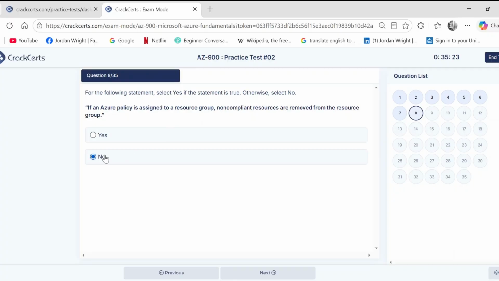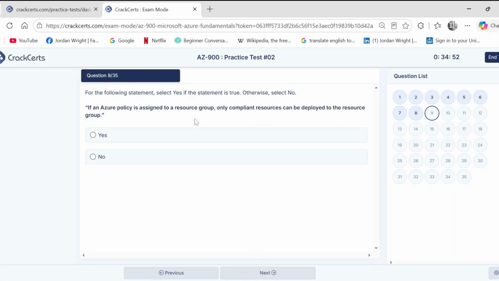Yeah, okay, it makes sense. You can't. They're not automatically removed. Okay. You have to do it yourself. I hope I'm right on that one. Actually, I feel it should be no. No, I feel it should be yes. So let's just mark this question.